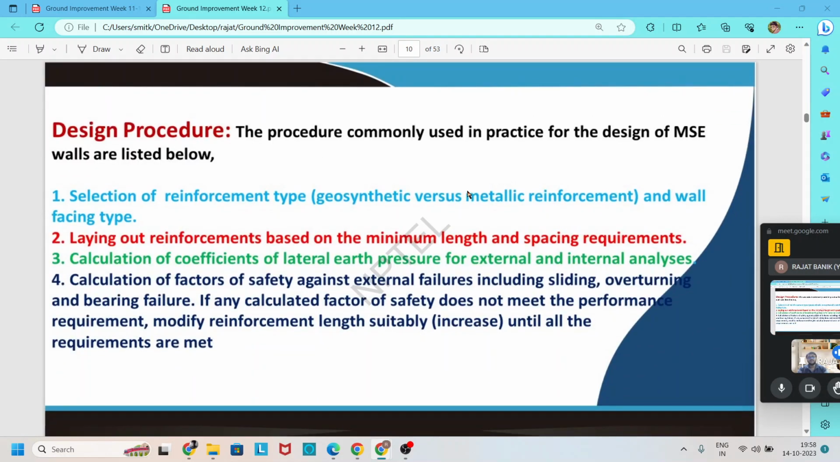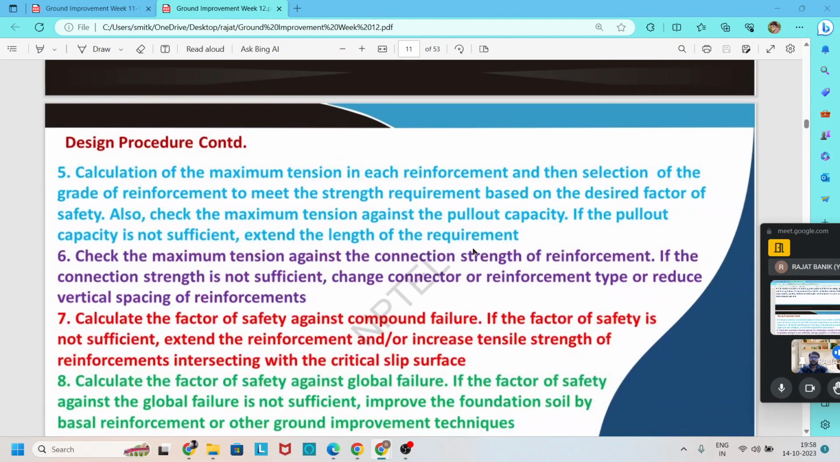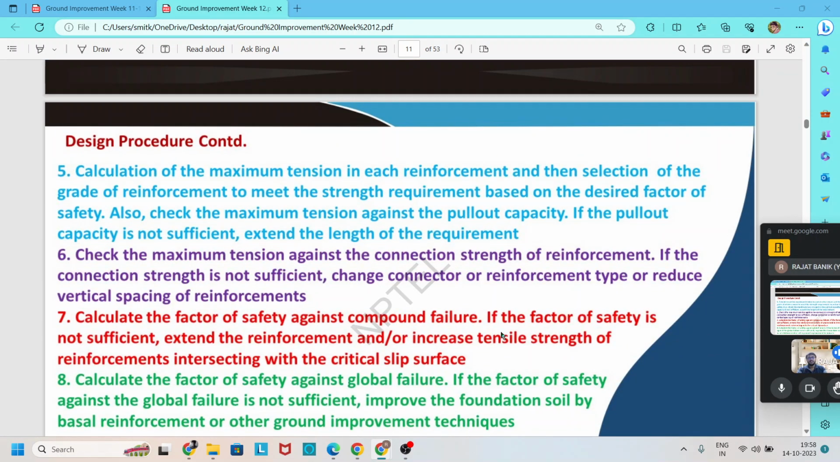We also discuss the design procedure: first the selection of the reinforcement type, then the laying of the reinforcement base, then finding the coefficient of lateral earth pressure, and calculation of the factor of safety for different failure modes. Also calculate the maximum tensile strength, allowable bearing capacity, allowable tensile strength, and maximum pull-out strength, and check the maximum tension against the pull-out capacity. We also need to calculate the factor of safety against compound failure and against global failure.